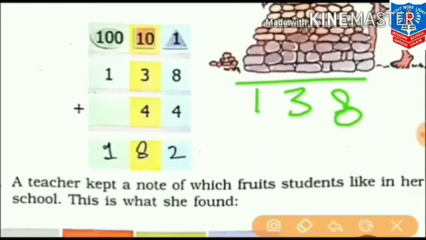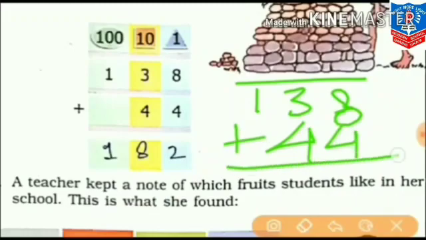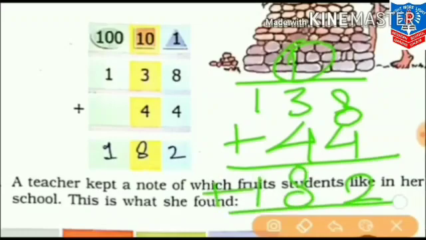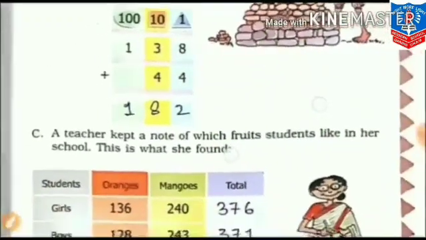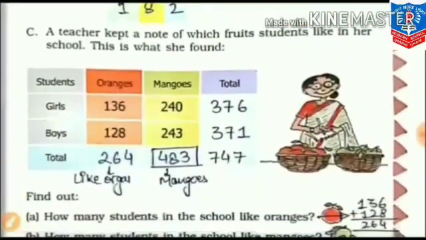So right hand side the first digit is 8. 8 plus 4 is 12. Carry 1. 4 plus 3 is 7. 7 and 1, 8. 1 plus nothing, it is the same, it will come down. So the answer is 182. How many pebbles did they find in all? 182 pebbles.